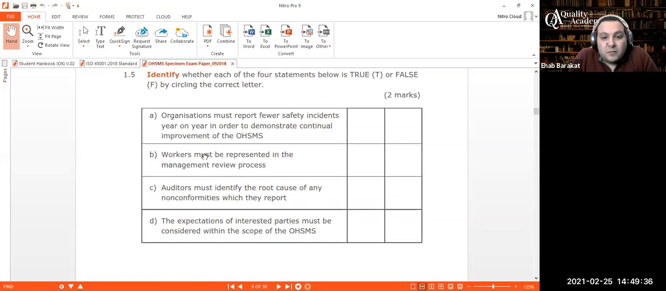1.5. Some questions just to try, true or false. Identify whether these sentences are true or false. Organizations must report fewer safety incidents year on year in order to demonstrate continual improvement. True or false? So you write it. Is it true or false?